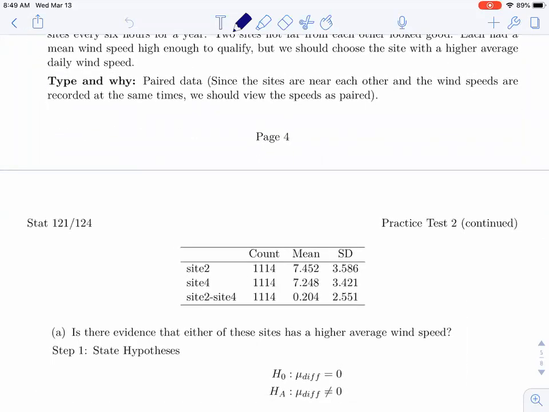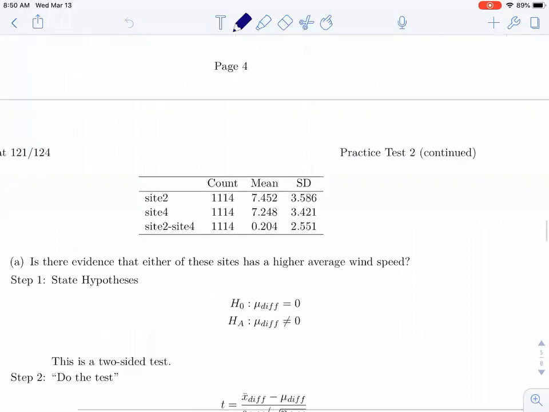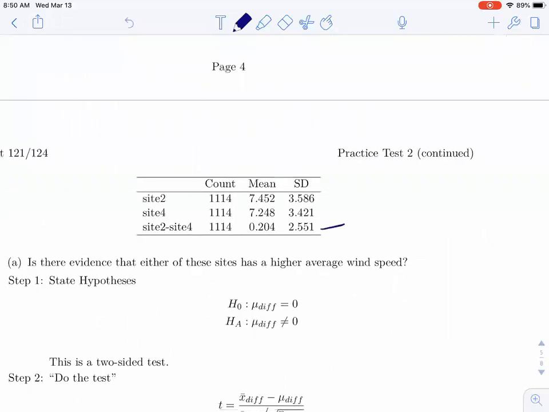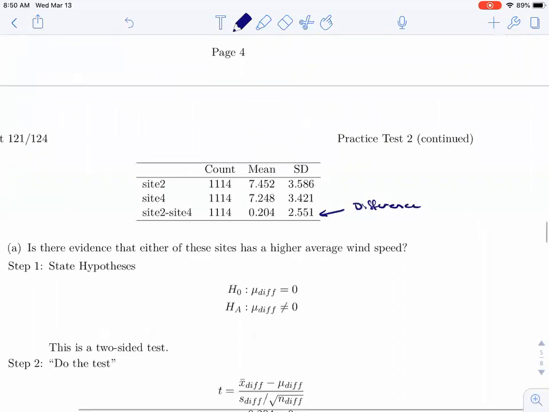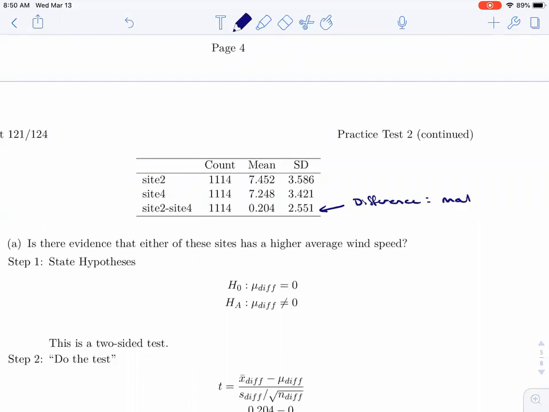Another kind of giveaway is that I've given you the information for site 2 and the information for site 4, that's fine, but I've also given you the information for site 2 minus site 4, right? I would only give you the mean and the standard deviation of the difference if it was a matched pairs problem. So here, this is the difference, which makes it matched pairs.